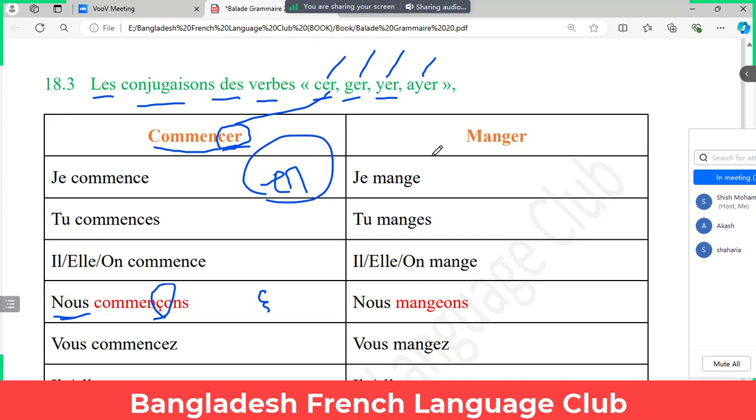Okay, little change. Then we have manger. You see that the end is GER.